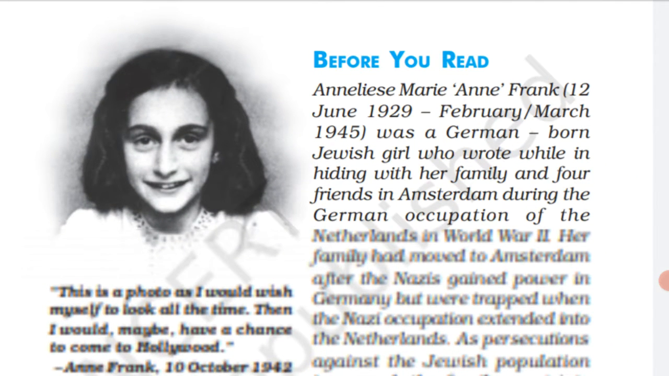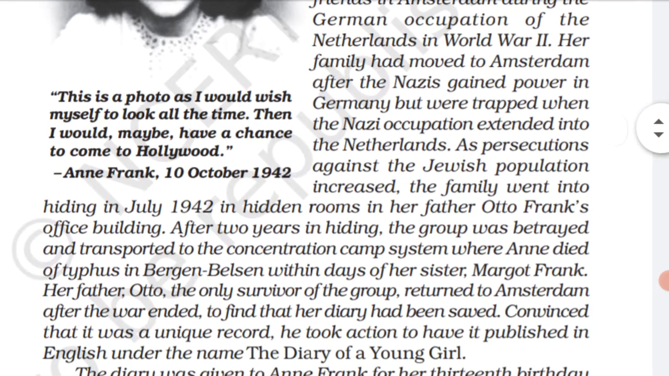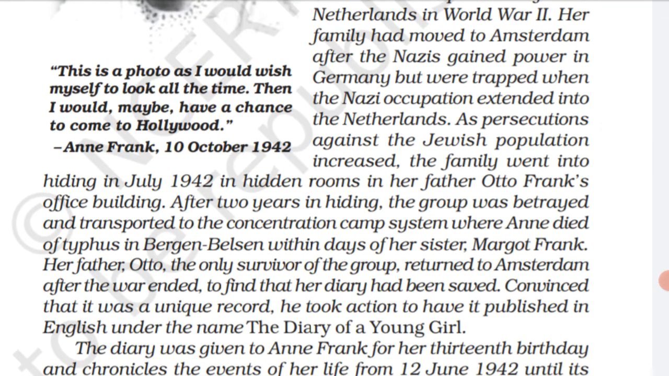Before you read, Annelies Marie Anne Frank, 12th June 1929 to February or March 1945, was a German-born Jewish girl who wrote while in hiding with her family and four friends in Amsterdam during the German occupation of the Netherlands in World War II. Her family had moved to Amsterdam after the Nazis gained power in Germany, but were trapped when the Nazi occupation extended into the Netherlands. As persecutions against the Jewish population increased, the family went into hiding in July 1942 in hidden rooms of her father Otto Frank's office building.